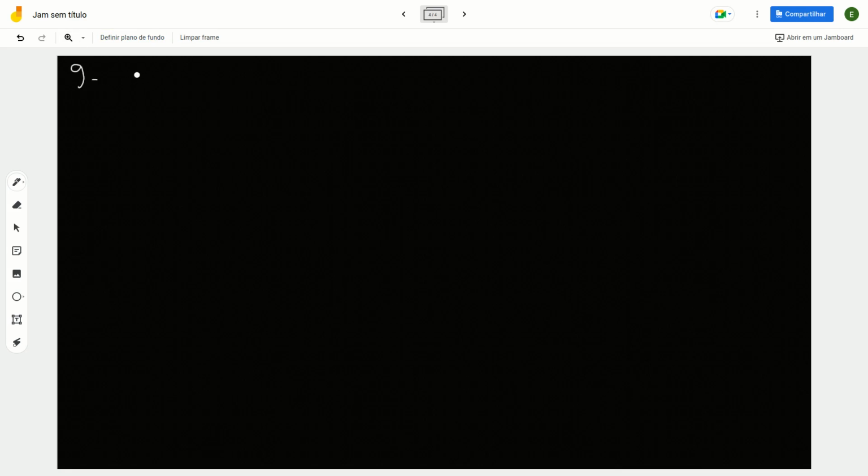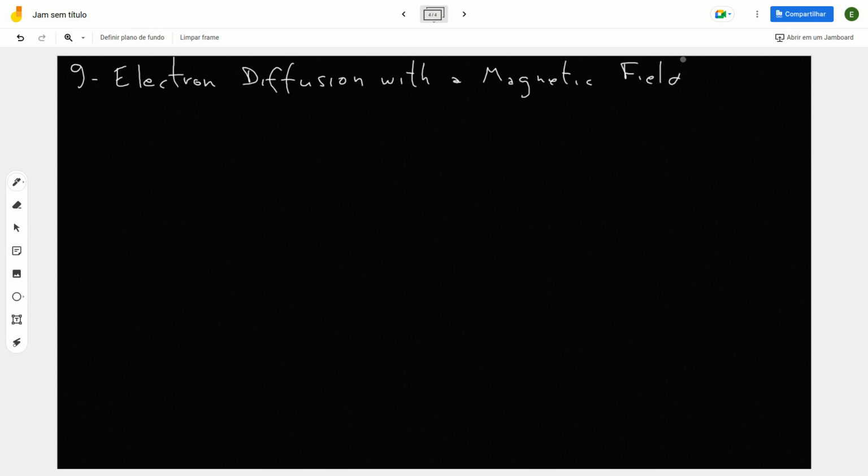So this is going to be electron diffusion with a magnetic field. We'll suppose that the background field is constant, and also we'll start with stationary solutions.